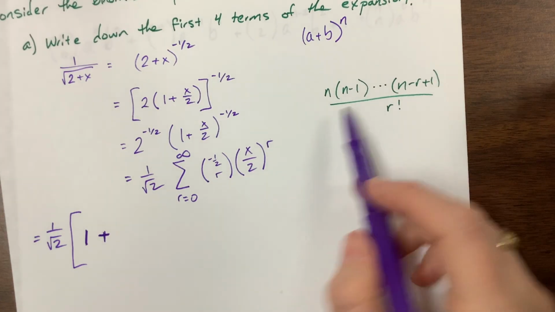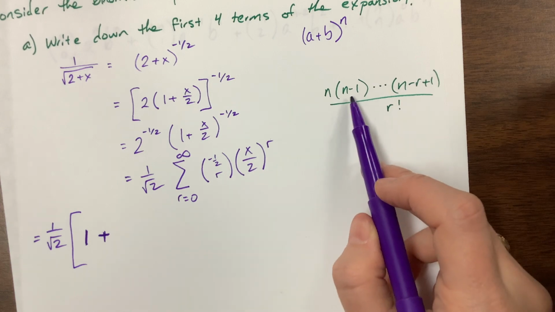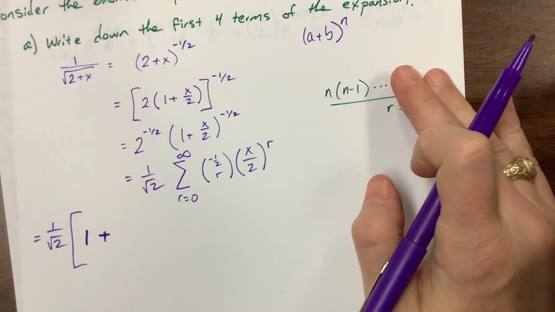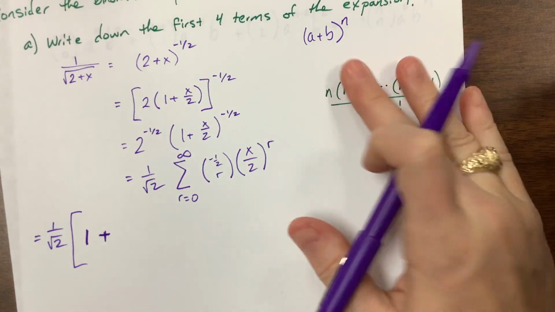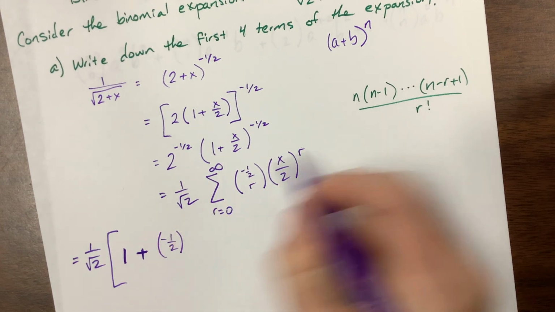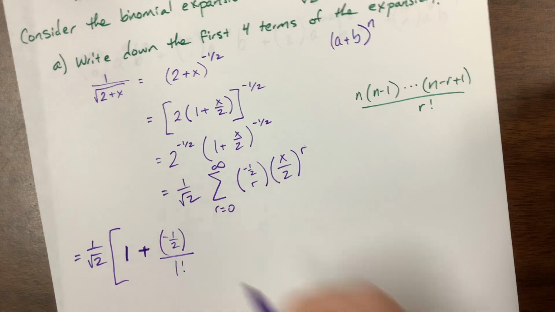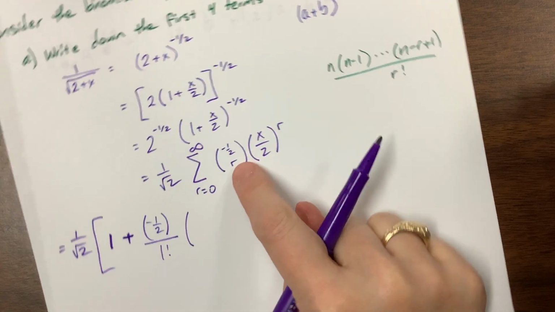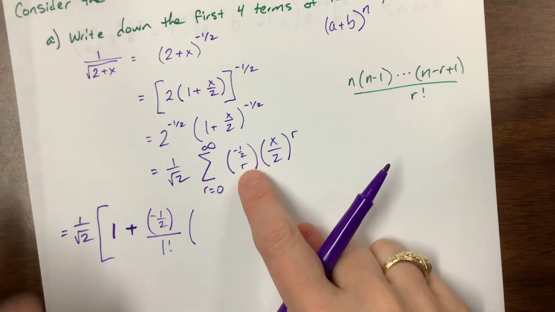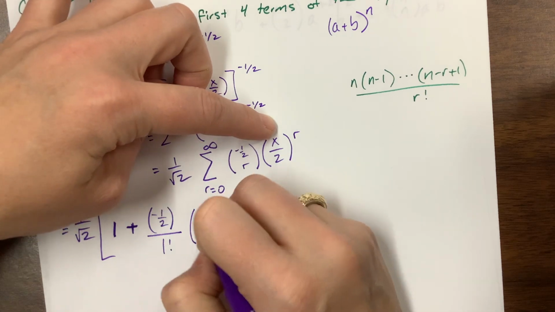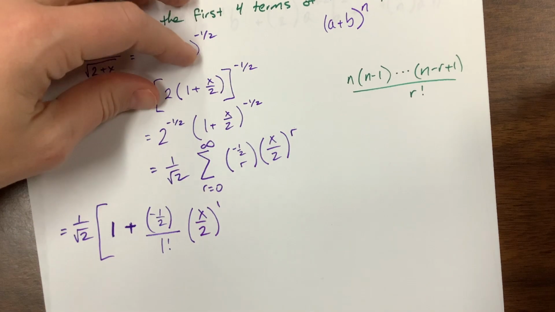Okay, so that means on this next one, I plug in 1, that means this is going to go to n plus 0. So all I need is n, which is negative 1/2, divided by 1 factorial, and then this gets multiplied. So I've taken care of this one, when r is equal to 1, all I get is this right here. Okay, and then this part right here becomes x over 2 to the first power.